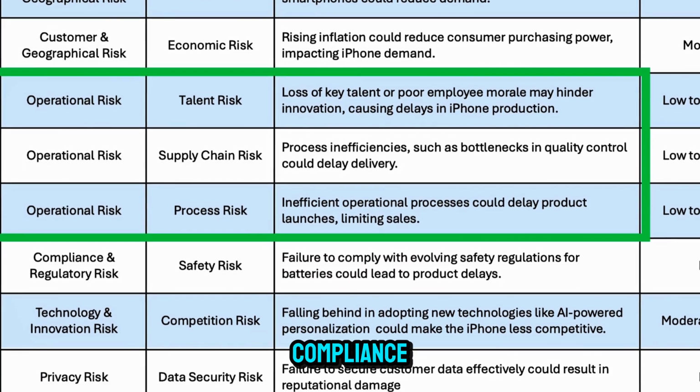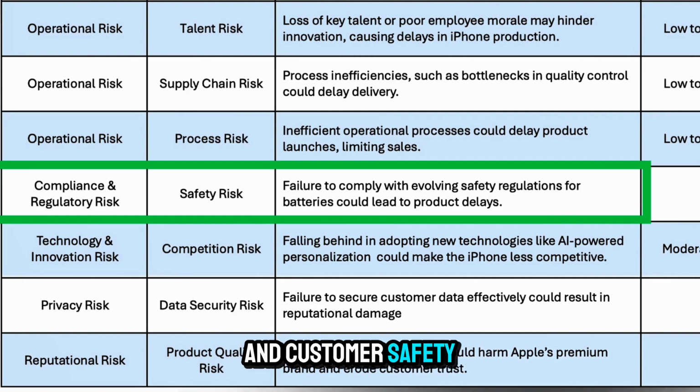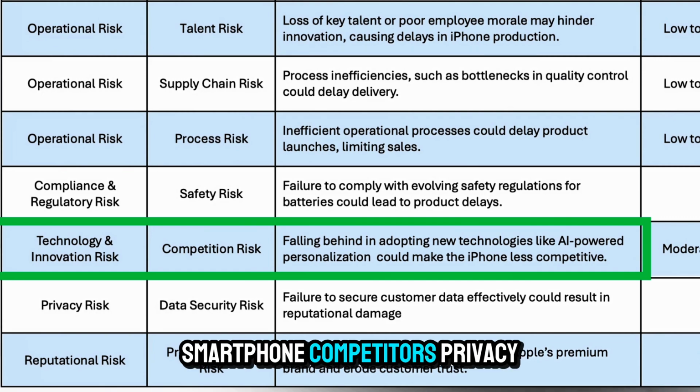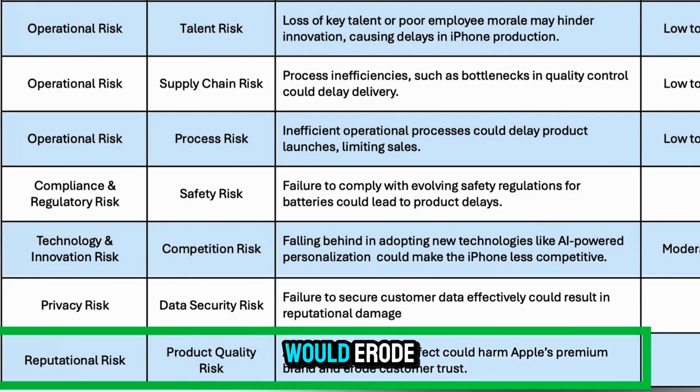Operational risk would include talent, supply chain, and process-related risks that could impact the day-to-day operations for iPhone production and delivery. Compliance and regulatory risk would include obligations to legal and customer safety standards and regulations. For example, battery safety. Technology and innovation risks would include challenges that arise from the failure to innovate or adopt leading technologies that are standard in, say, smartphone competitors. Privacy risk would include any risk related to the iPhone data security and compliance with privacy regulations. Then finally, we have reputational risk. This would include any risk that would erode customer trust or damage Apple's brand.